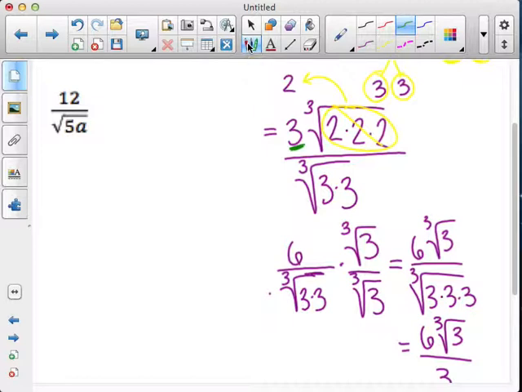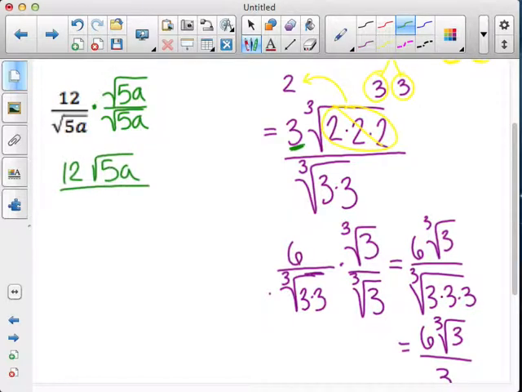And I need to complete this group under here to make it a square root. So to do square roots, you need groups of 2 numbers together. So I need an extra 5 and an extra a. So I'm going to multiply by square root 5a over square root 5a. And that's going to give me 12 square root 5a in the numerator. In the denominator, I'm going to have 5 times a times a.